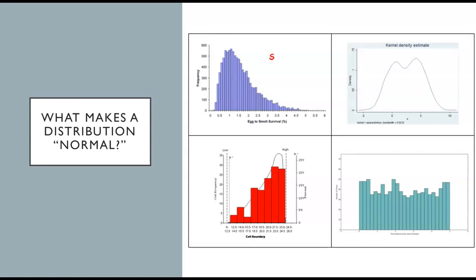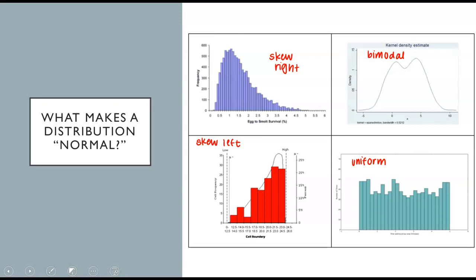The one on the top left is an example of a skew right. The one directly below it is a left skew. The one to the top right is called a bimodal distribution. And the one on the bottom right is a uniform distribution.